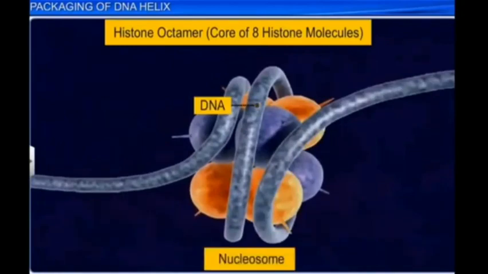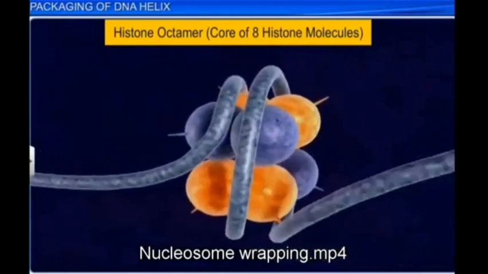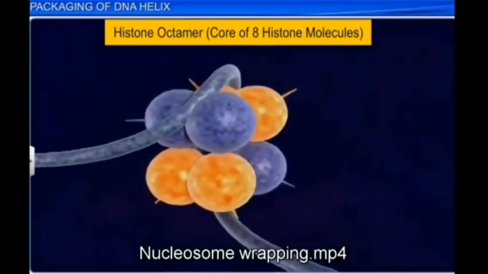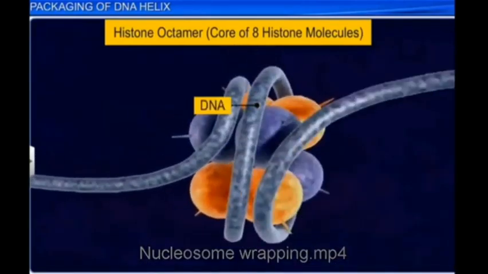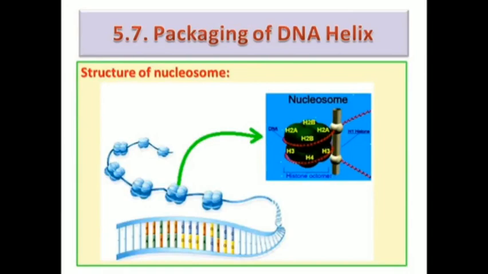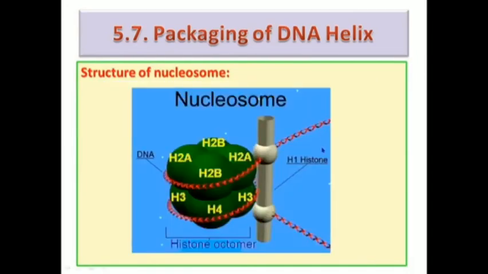So this nucleosome is nothing but a negatively charged DNA wrapped around the histone octamer to form a structure called a nucleosome. A typical nucleosome contains 200 base pairs of DNA helix. It contains how many base pairs? 200 base pairs of DNA helix. We can see the structure of a nucleosome. So let us see the structure in detail.